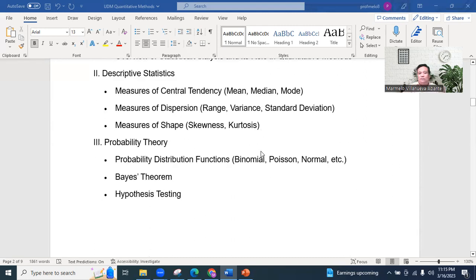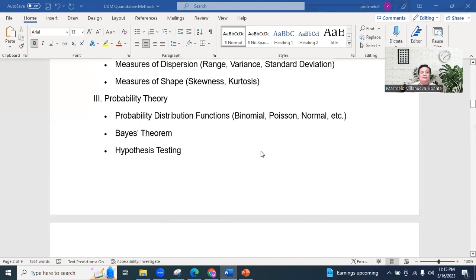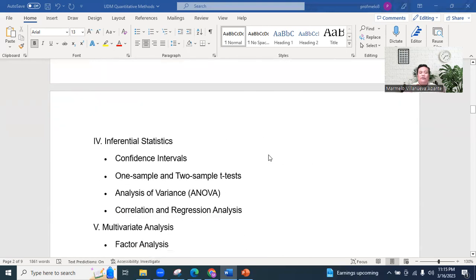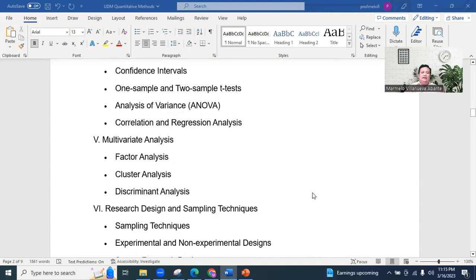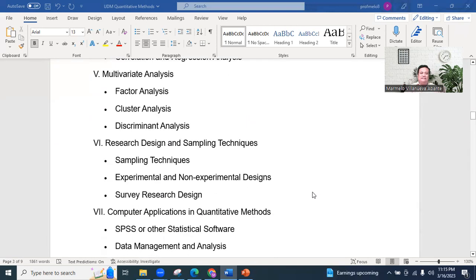Then Module 3, probability theory: probability distribution functions, including the binomial, Poisson, normal, and others, Bayes theorem, and hypothesis testing. And Module 4 focuses on inferential statistics. Subtopics include confidence intervals, one-sample and two-sample t-test, analysis of variance, correlation and regression analysis. And Module 5, multivariate analysis: factor analysis, cluster analysis, and discriminant analysis. For Module 6, research design and sampling techniques: sampling techniques, experimental and non-experimental design, and survey research design.